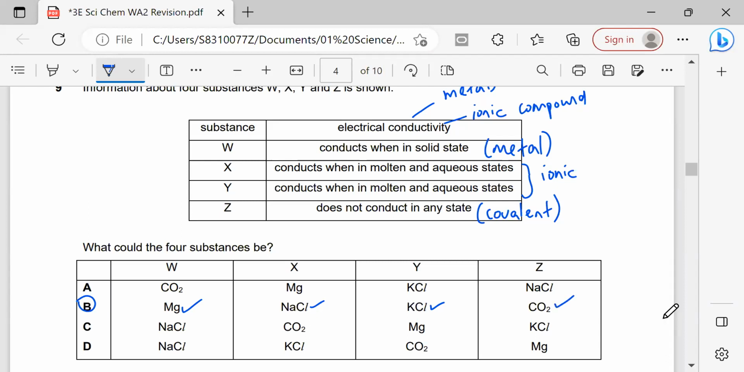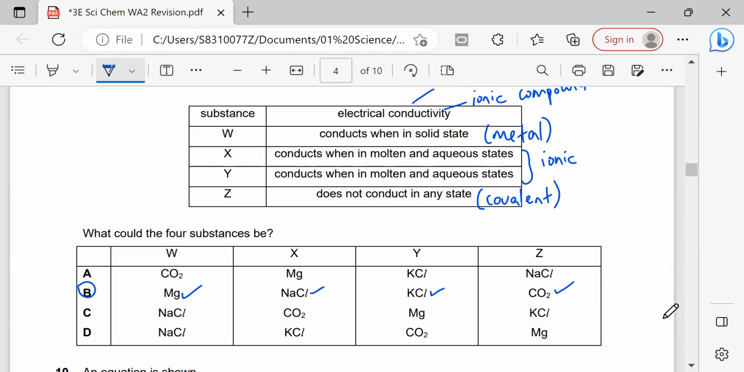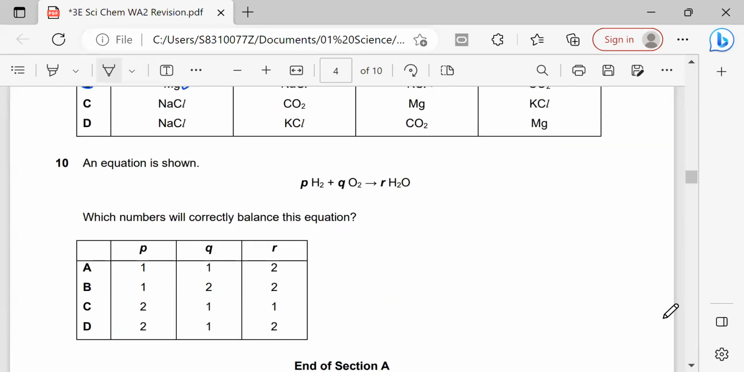So for this question, you cannot just rely on your knowledge about the electrical conductivity. You also have to be familiar with the various examples of ionic compounds as well as covalent compounds. So please recap, go and revise chapter 4 as well as chapter 6. And finally, for number 10 for this section, it is on the balancing of equations.